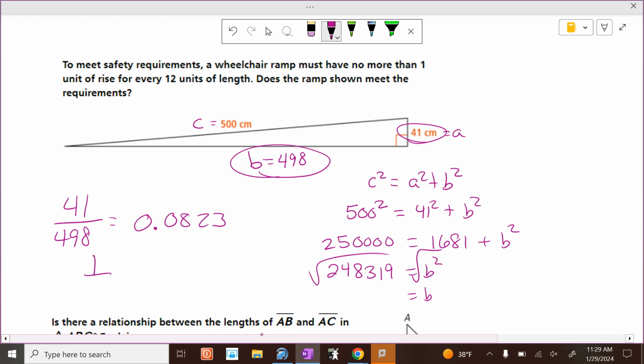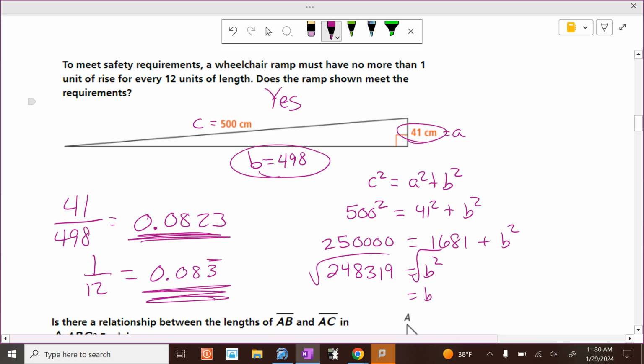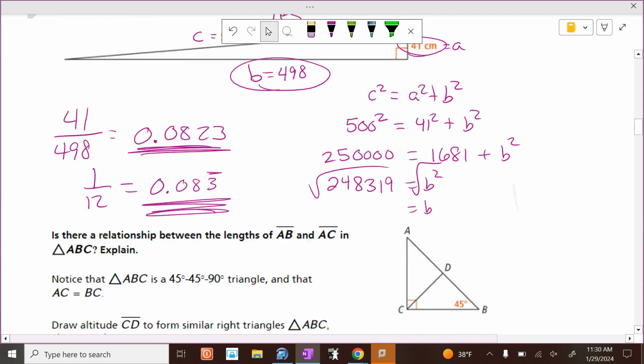Take 1 divided by 12. What do you get? 0.083 repeating. So this is the maximum it can be. This one is just slightly less than that. So yes, this does meet requirements, because this is the 1 to 12 ratio. This is what this ramp is, rise over run, which is 0.823. It's less than this, so it meets the requirement.